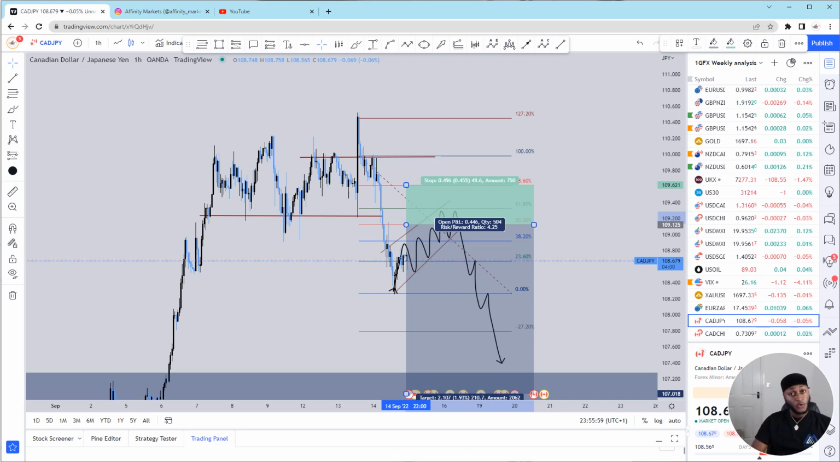So quick update on how you can look for entry points, and I hope this helped you guys.